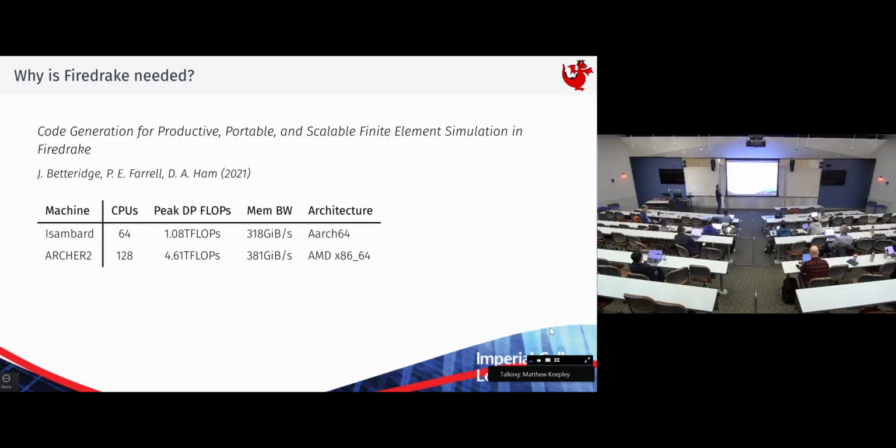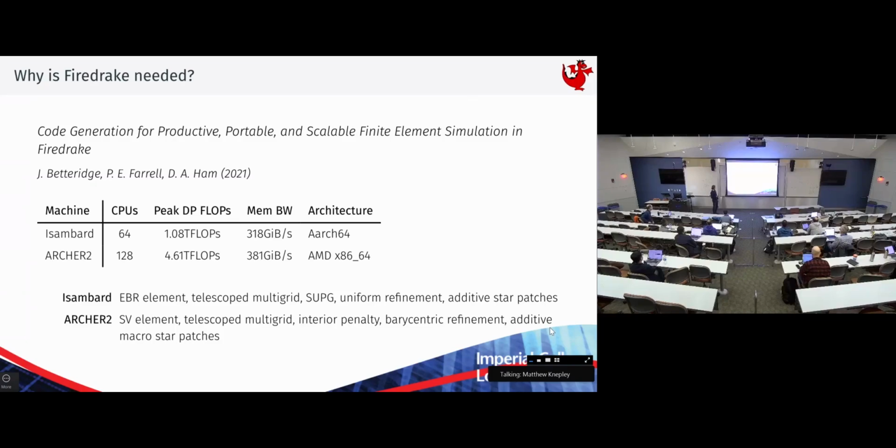And so in this paper, what they demonstrated was if you want good strong scaling on these two machines, you need to completely change loads of really high-level aspects of your simulation. So on Isambard, you need the EBR element. You need a telescope multigrid for both. There's this SUPG stabilization, uniform refinement, additive Schwarz patches. But then on Archer 2, you need a different finite element with higher arithmetic intensity. And all these different things that you need to change.